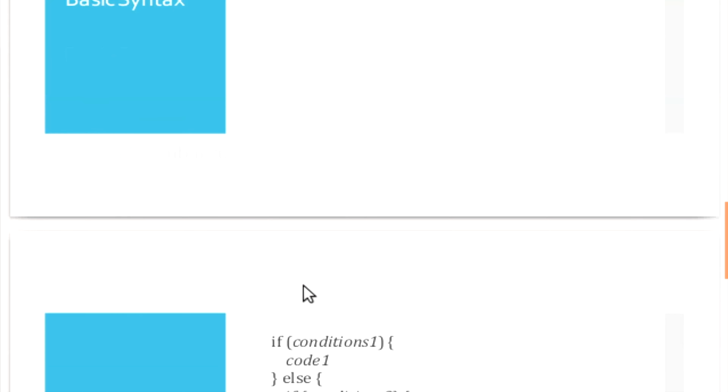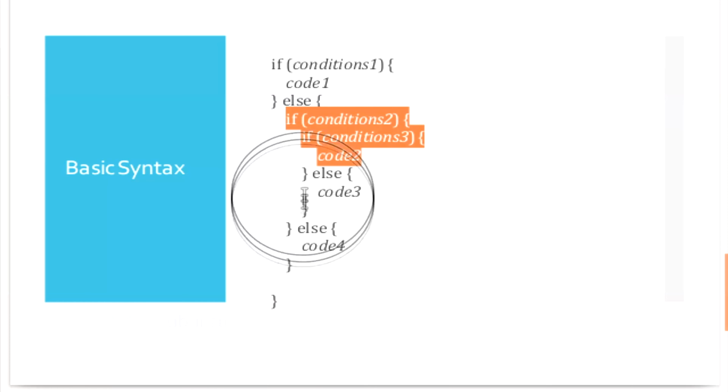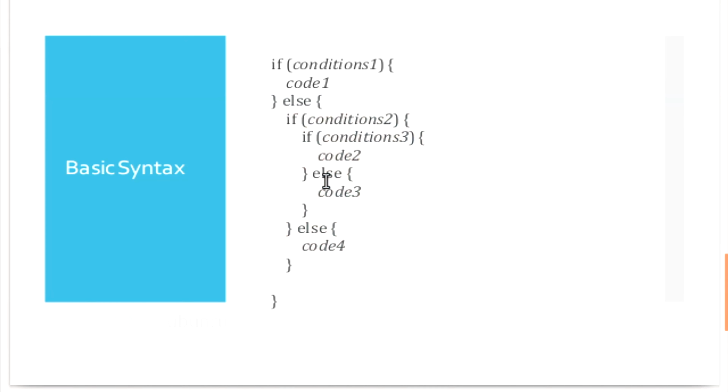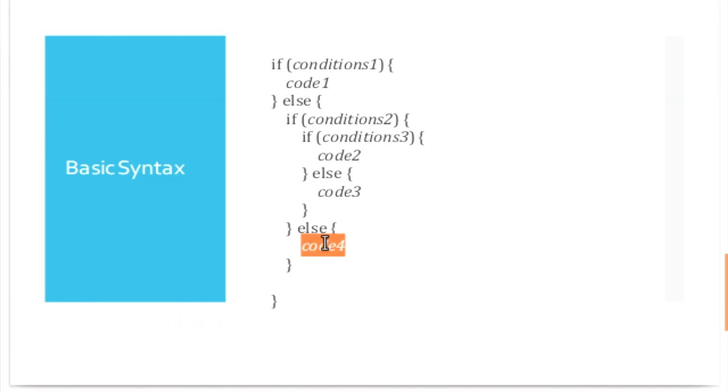Let's see. The nested if-else statement looks pretty much like this. If condition 1 applies, code 1 will be executed. Otherwise, this whole thing will be executed, which is another if-else statement. Here, if condition 2 applies, then the program will execute some logic. Otherwise, it will execute code 4.